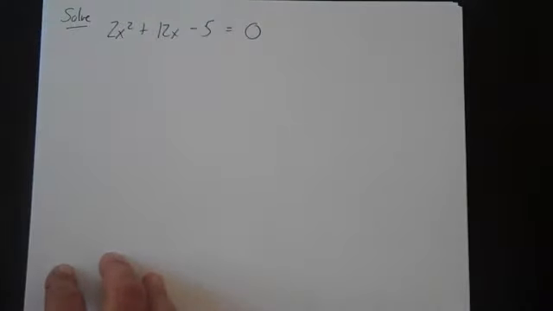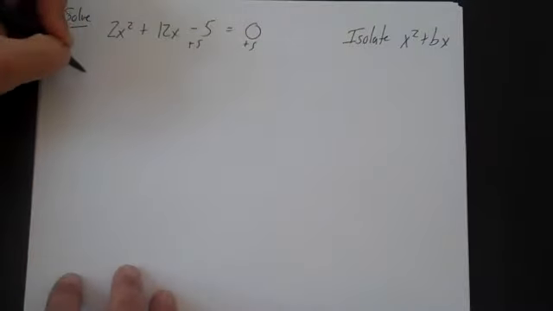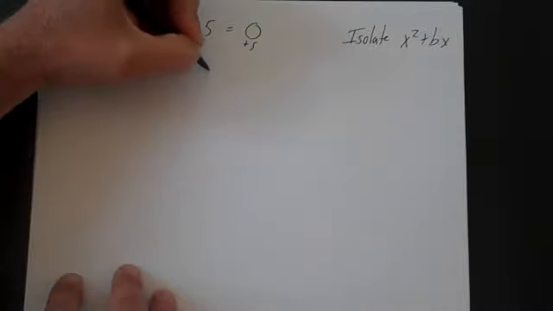Now the trick here is that you can always use the quadratic formula or try to factor it. This is just an alternative way of solving it. So let's think of this. The very first thing we're going to do is isolate x squared plus bx. And here there's two steps. First, I'm going to add 5 to both sides. You get 2x squared plus 12x is equal to 5.